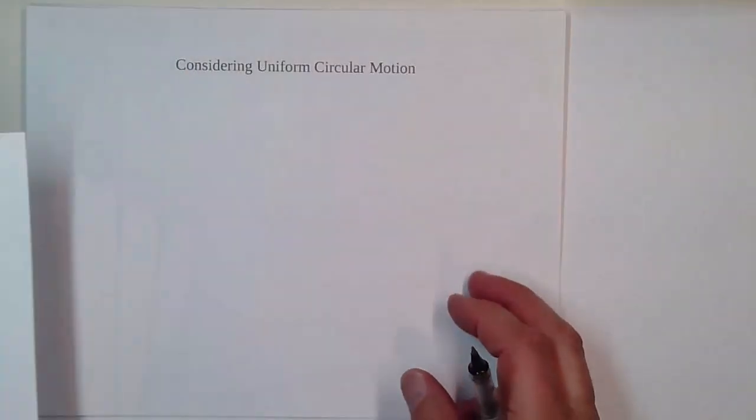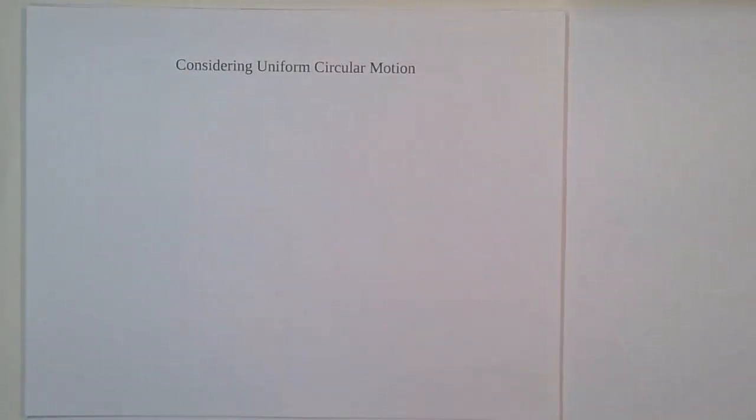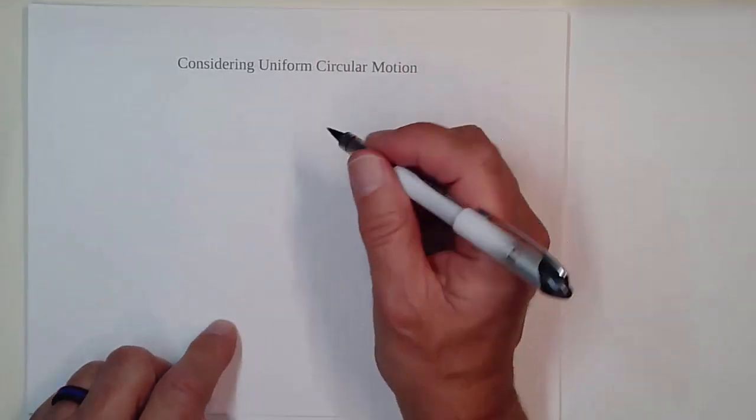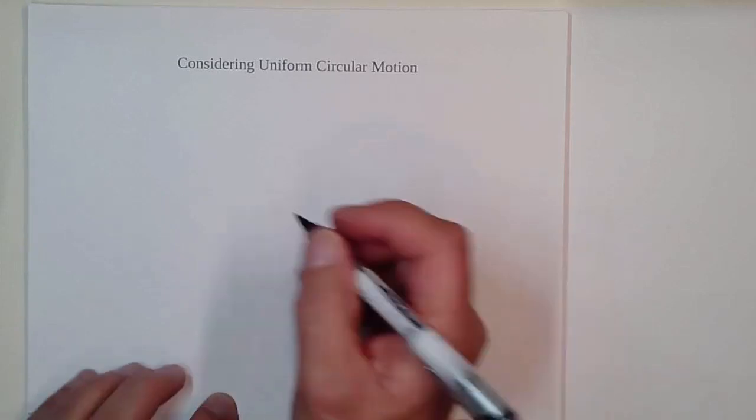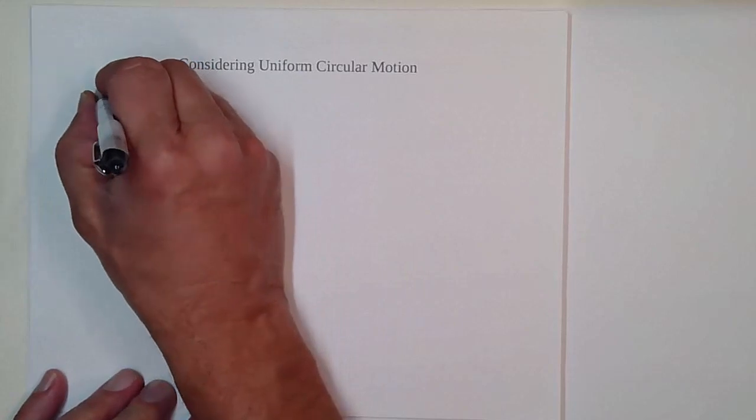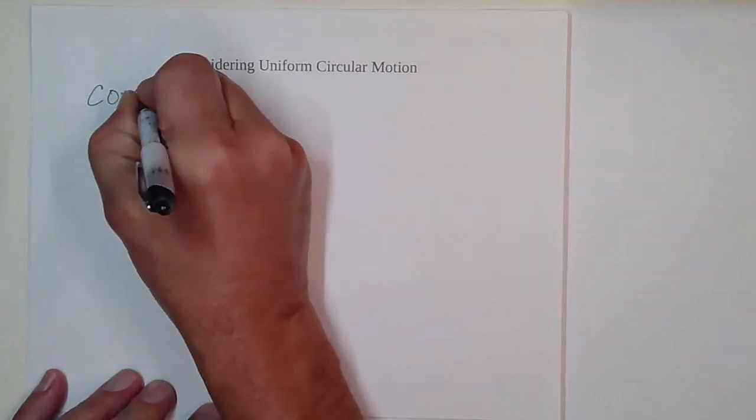So on to a new topic here. We've reviewed a couple of things. We want to consider uniform circular motion. Now, before long we'll be getting to circular motion that is not uniform, where something may be changing. It'll still be traveling in a circle, but for now, uniform circular motion means constant speed.